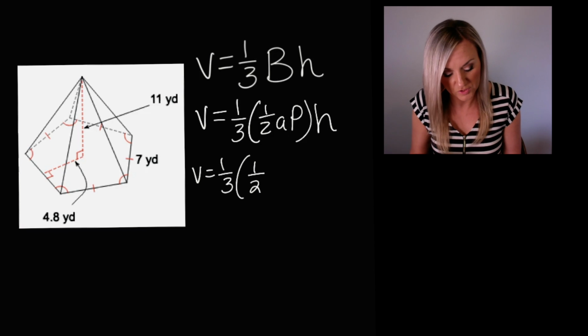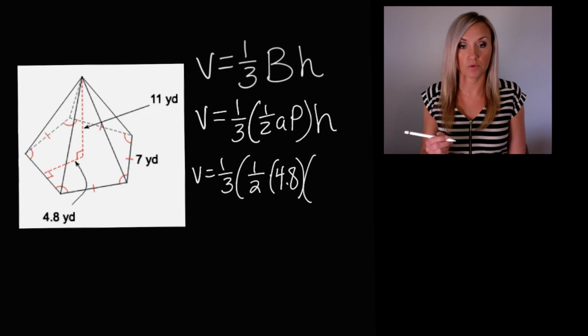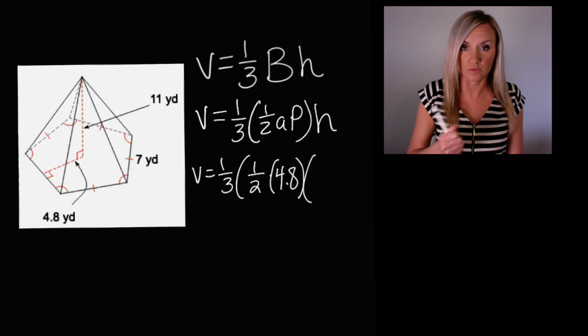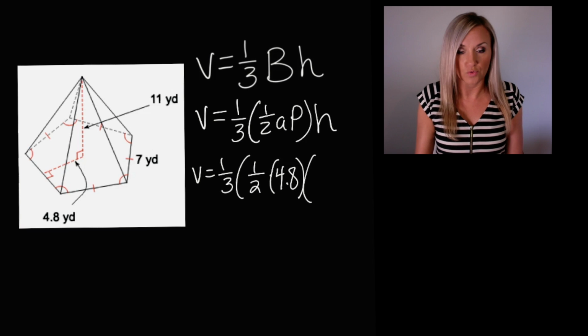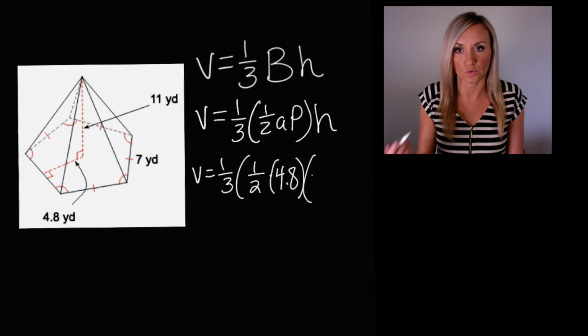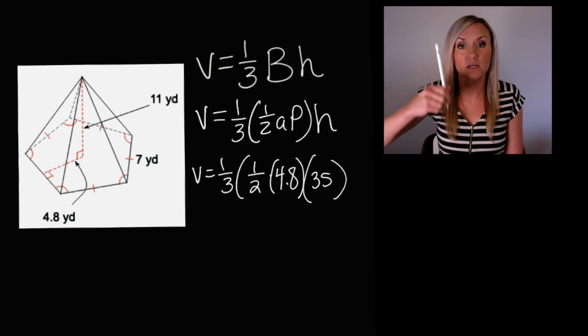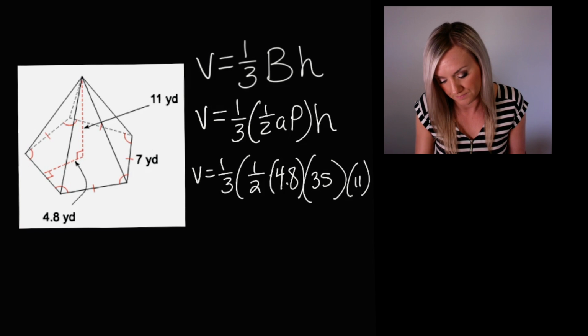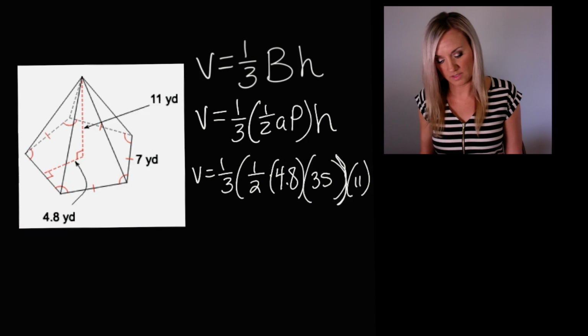Our apothem, if you take a look, is 4.8. So times 4.8, better, times the perimeter. Now the perimeter is going to be the distance around that base, and each side is 7, and we have 1, 2, 3, 4, 5. This is also a pentagon, so 7 times 5 is going to give us 35, times the true height of our pyramid, which is 11. And I'm missing another parenthesis right there.